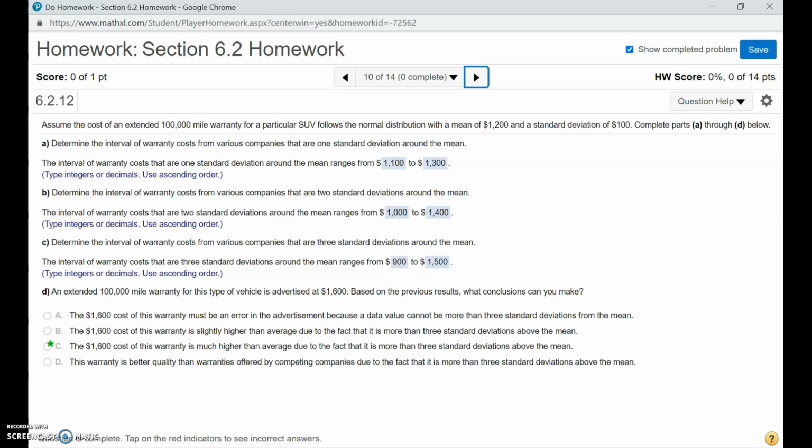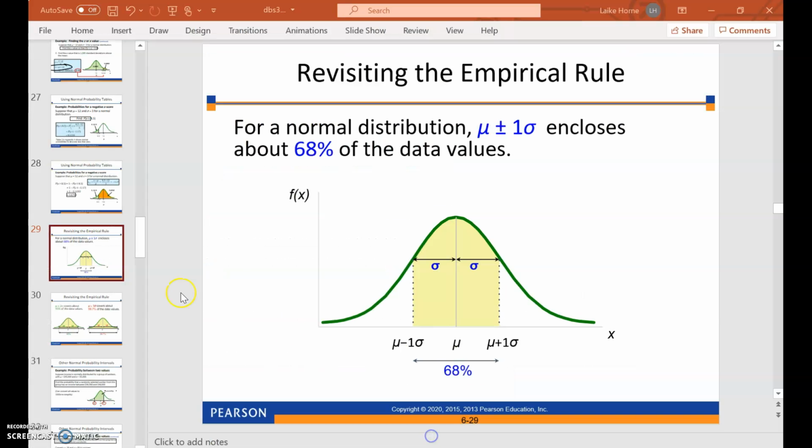In this problem, it says assume the cost of an extended warranty is a 100,000-mile warranty for a particular SUV, and it follows the normal distribution with a mean of 1,200 and a standard deviation of 100. What we're doing here is determining the interval of warranty costs from various companies that are one standard deviation around the mean.